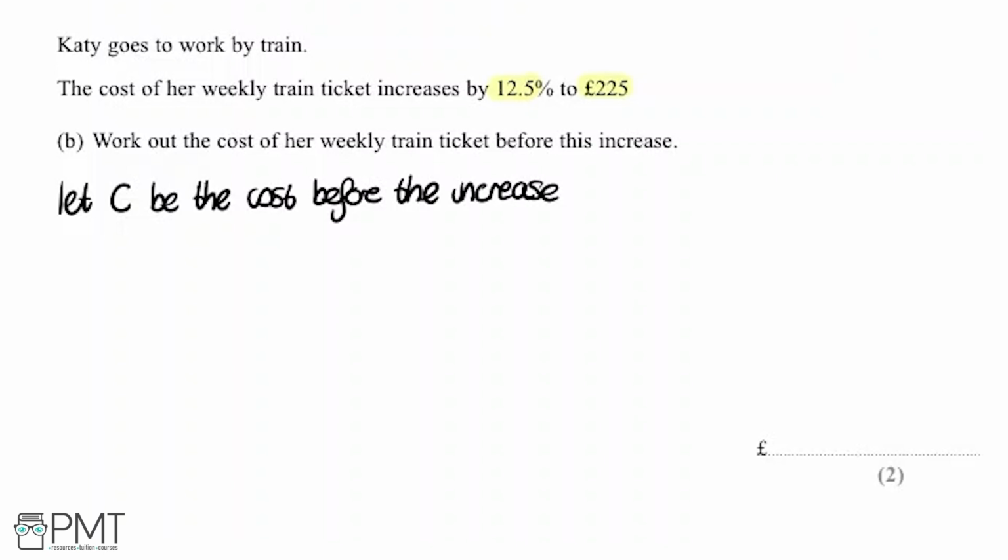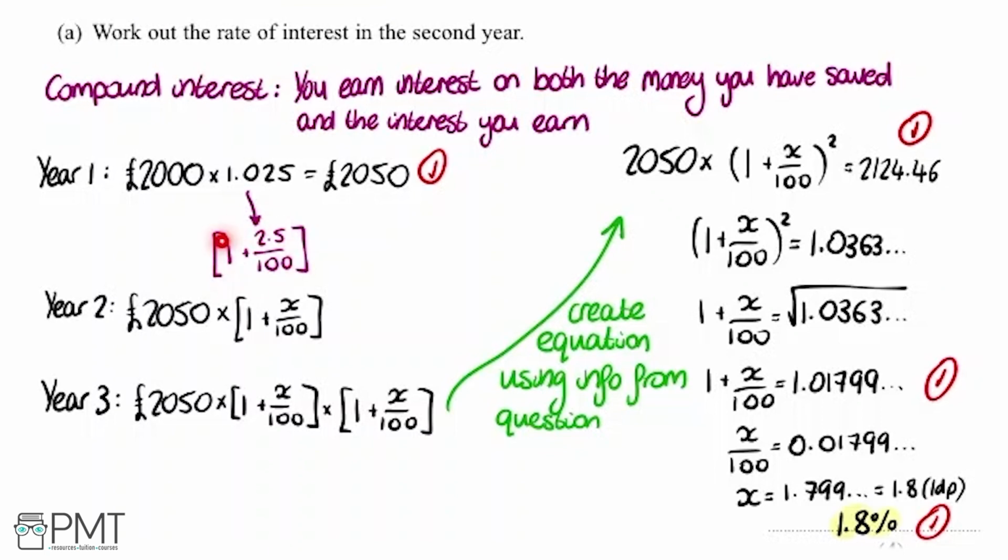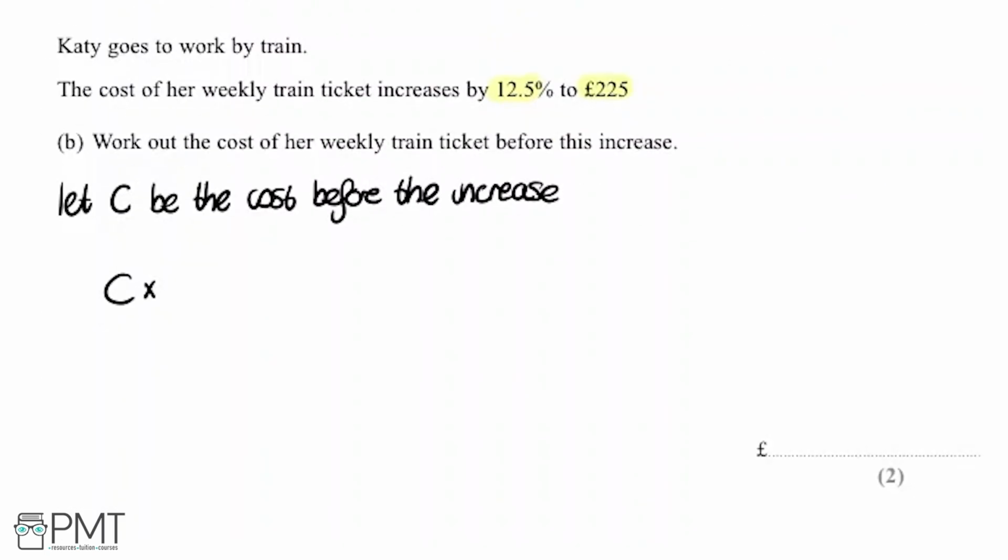So the cost before the increase is C, and that's what we want to work out. Then we're told that that increases by 12.5%. And we can use our little handy formula up here to work out what we need to multiply that by. So we're going to multiply by 1 plus, and because we're increasing by 12.5%, I'm going to put 12.5 up here, divided by 100. And we're told that after the increase, the cost is 225. So that will equal 225.